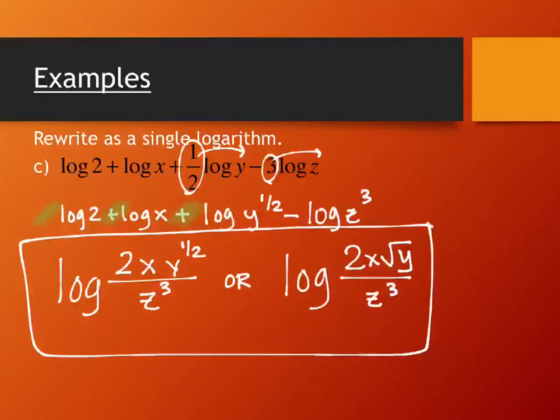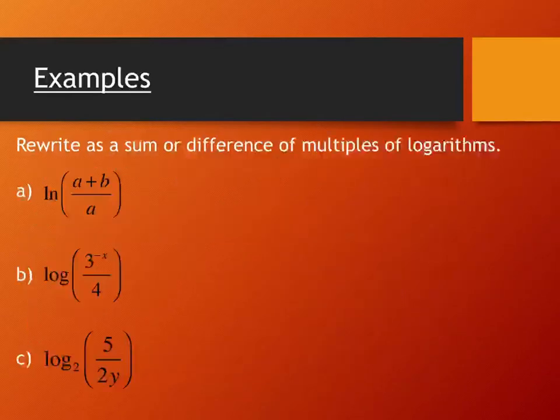So all of these are what we would call condensing or writing as a single log. Now we're going to expand or write as a sum and difference. So the directions say, write as a sum and difference of multiples of logarithms. So on part A, you notice that we have addition inside of the log. There's no way to fix that. That addition will stay addition. You can't separate into logs. None of that's possible, like I mentioned before.